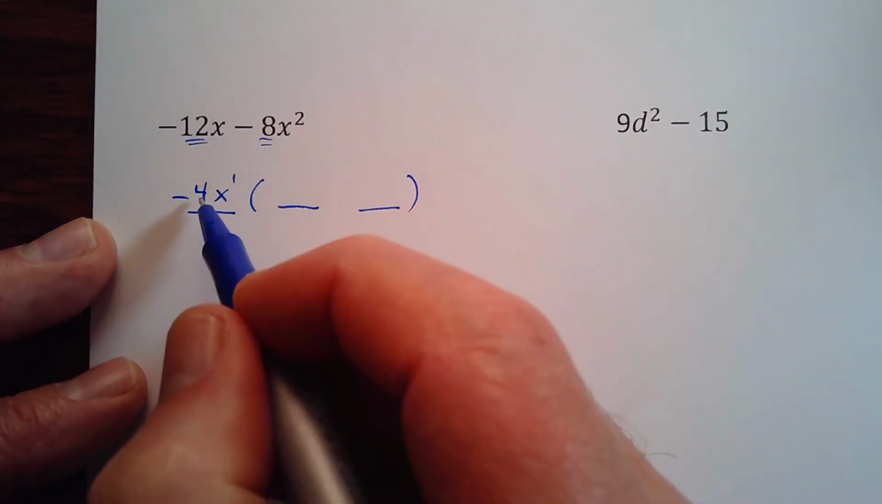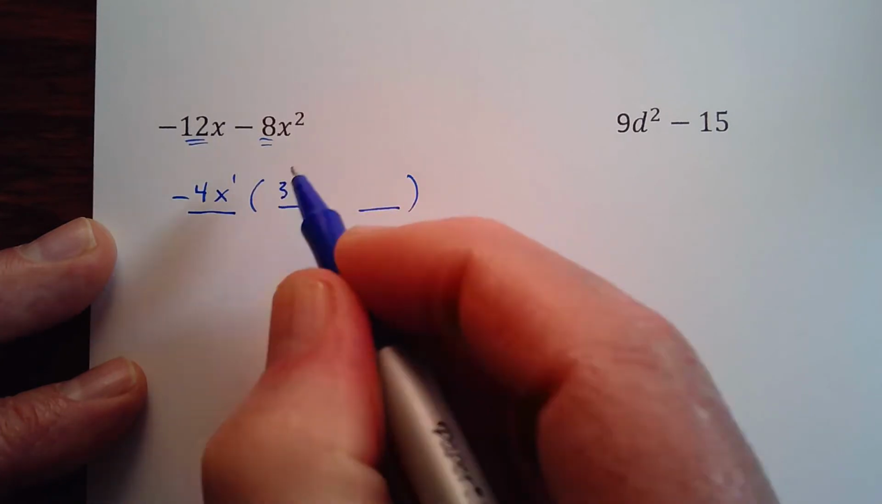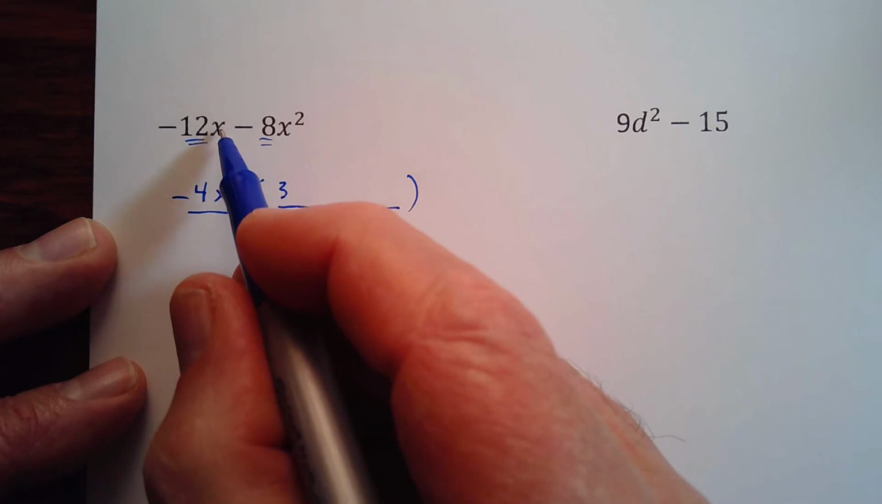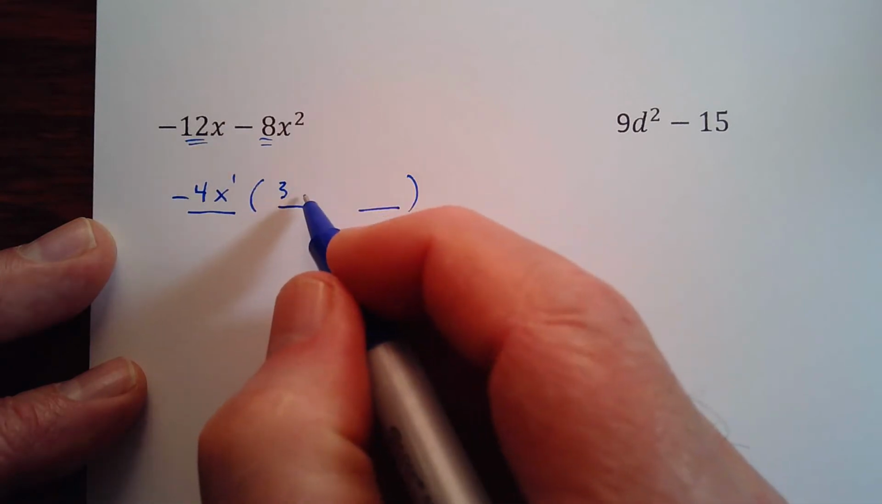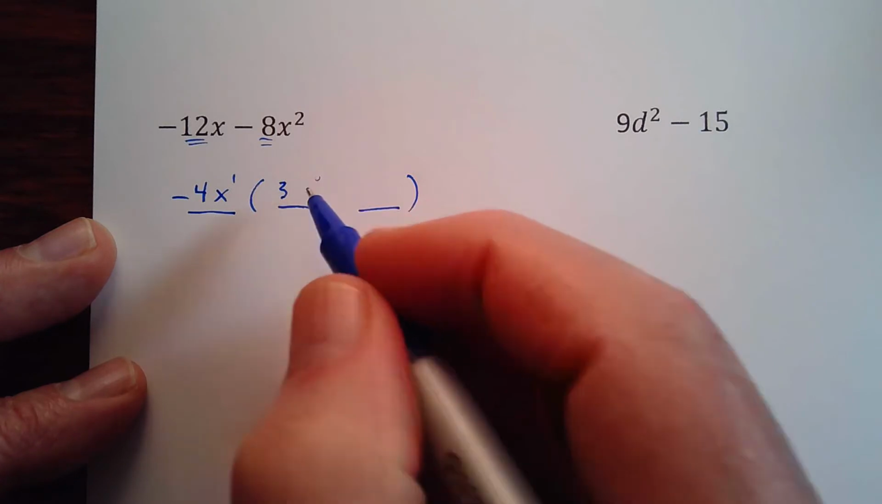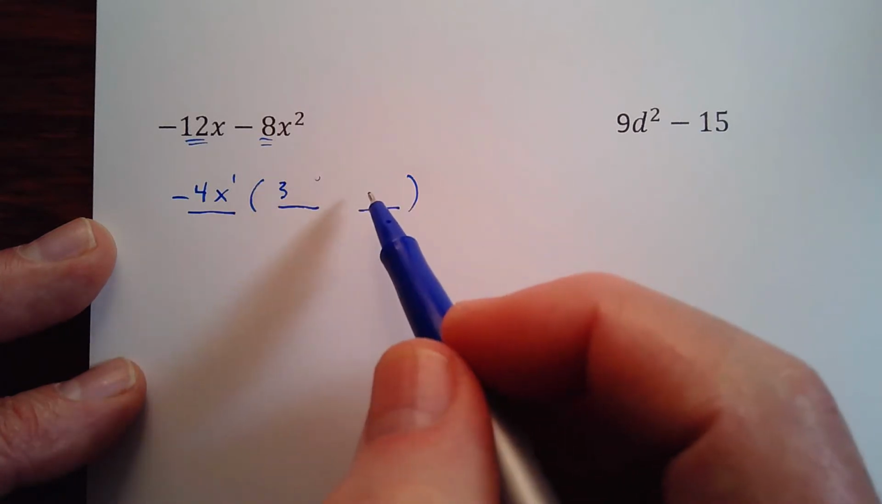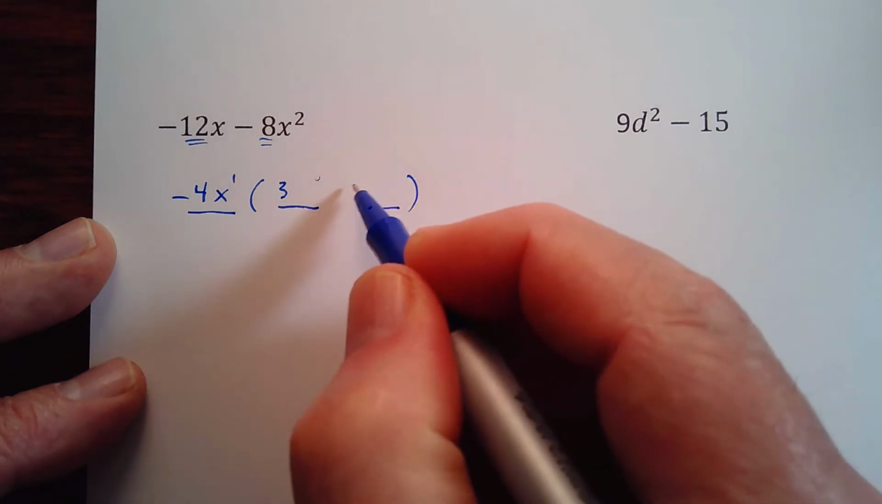So then what times negative 4 is going to make negative 12? That would be a 3. And then what times x is going to give me an x? So I don't need anything for my x, or it could be x to the 0, I suppose, but we wouldn't bother writing that. And now for my second term, I'm going to need a positive 2.